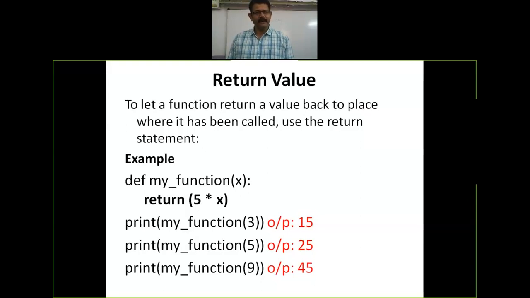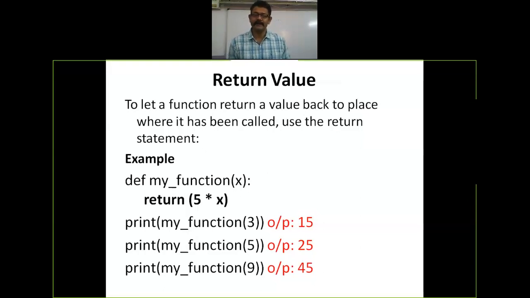Define my_function, the argument is x, and it returns 5 into x. When we call this function, my_function, in the argument we are passing 3. So the argument value passed is 3. It returns 5 into x. What is the value of x? That is 3. So it returns 5 into 3, that is 15. And we will print that directly. So what is the output of the first line?